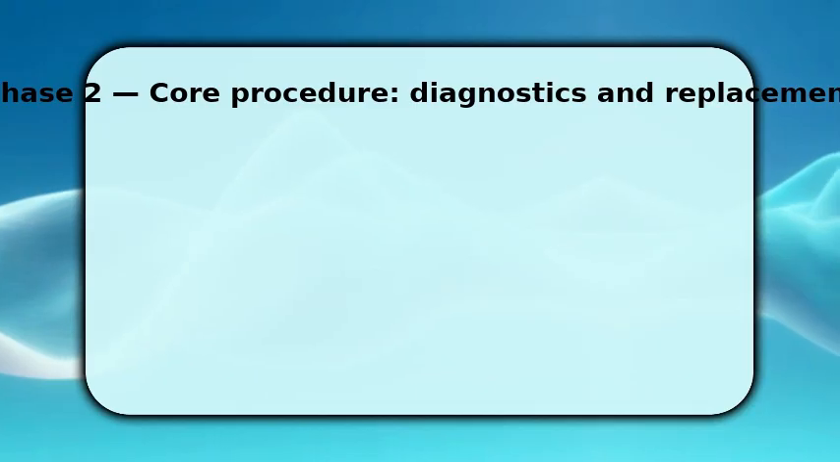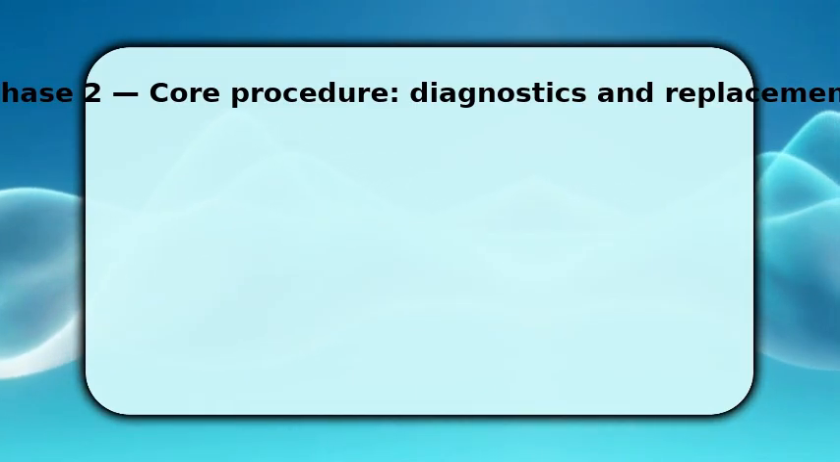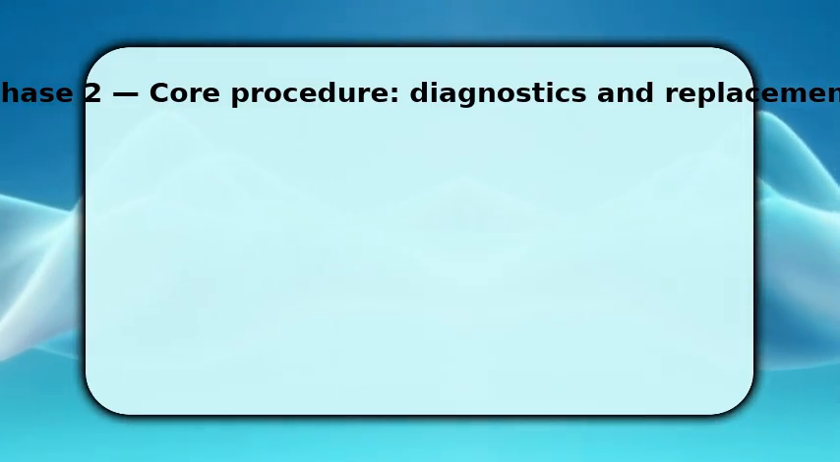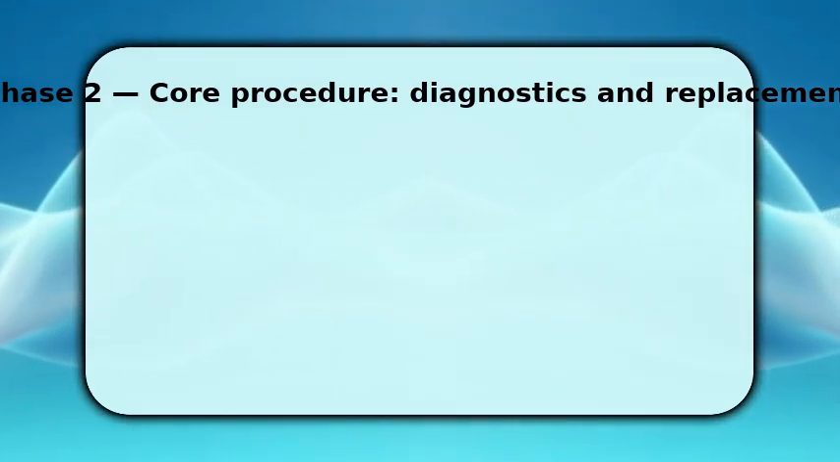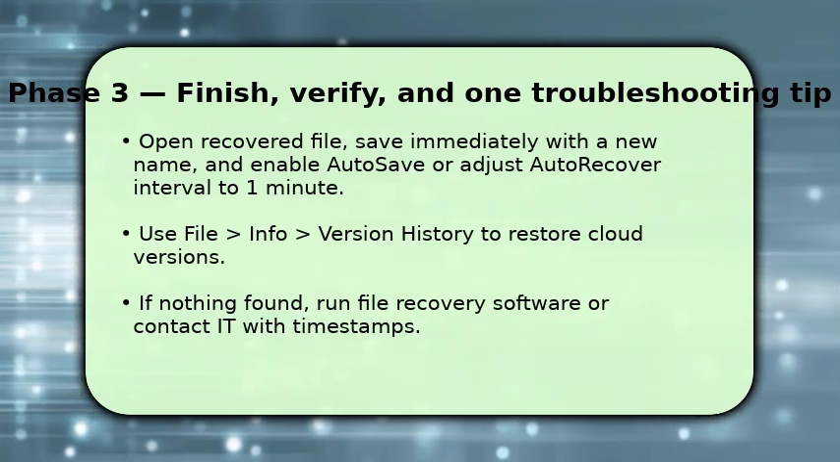Make sure to also check OneDrive or SharePoint version history if you save to cloud. Those services keep versions, and you can restore an earlier draft. If you find a temp file, rename it with .pptx. Open the recovered file and save it immediately under a new name so you do not lose it again.